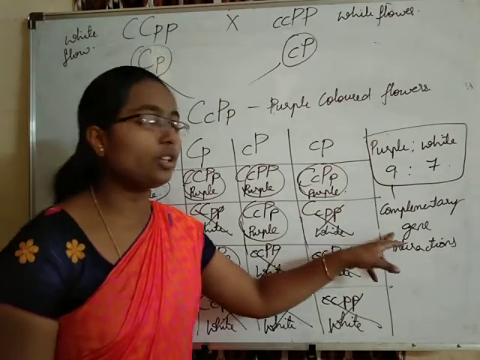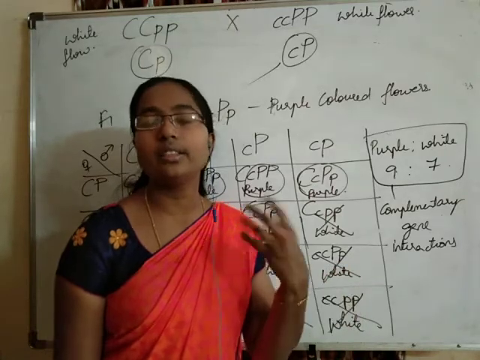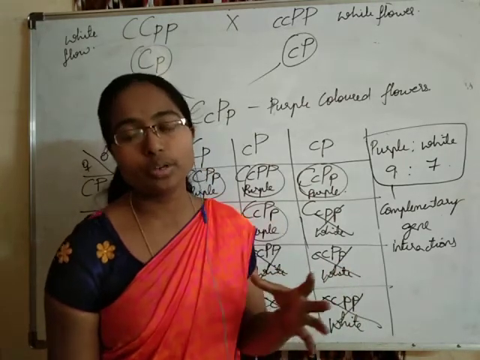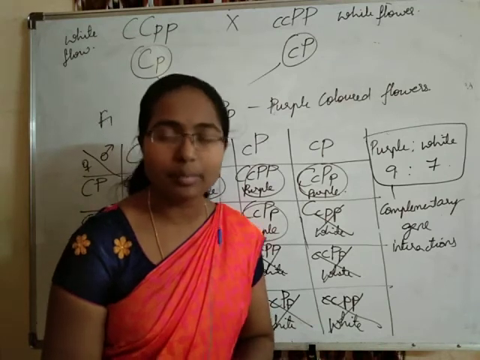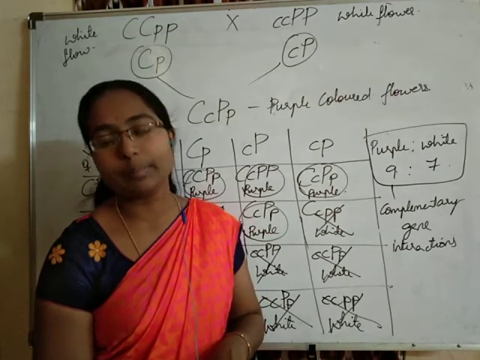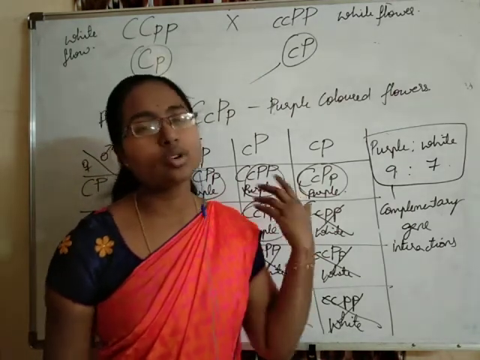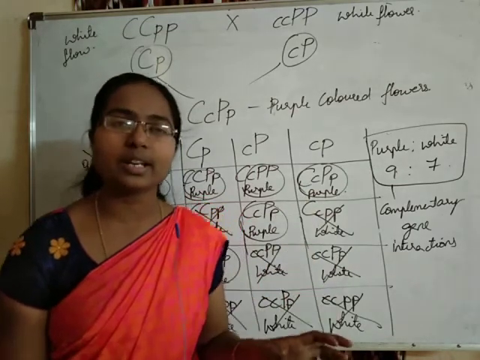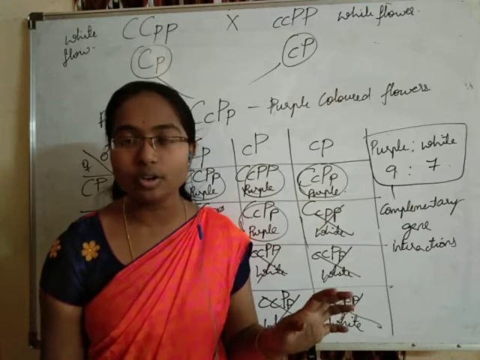Here in complementary gene interactions, if both the genes are dominant, then only the effect will be shown together. Let me make this clear: if both the genes are separate, then they will show the same character. P will show the same character, C will show the same character, that is, they are producing white flowers if they are independent of each other.